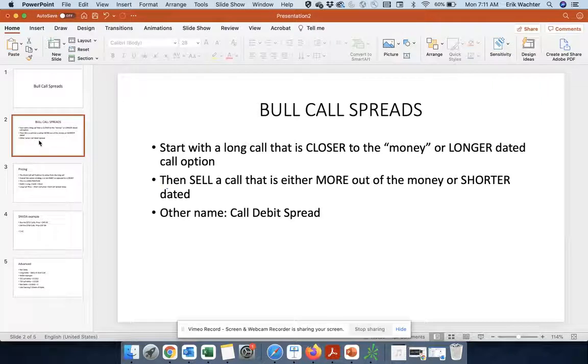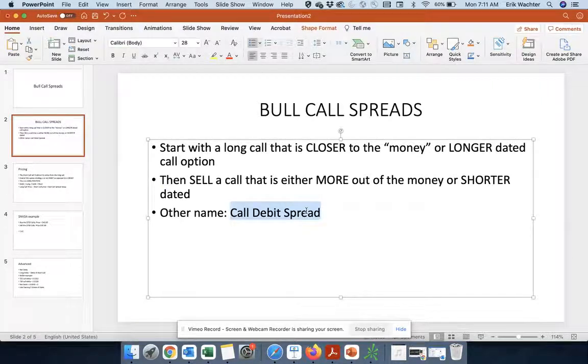Another name for a bull call spread is a call debit spread. Bull call spread equals call debit spread. The reason it's called a bull call spread is because you are net long, you are bullish. If you have a bull call spread on in a particular stock, then you believe the stock will go up. So let's talk a little bit more about this.